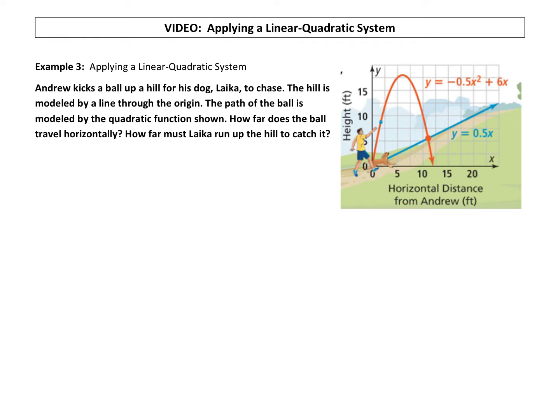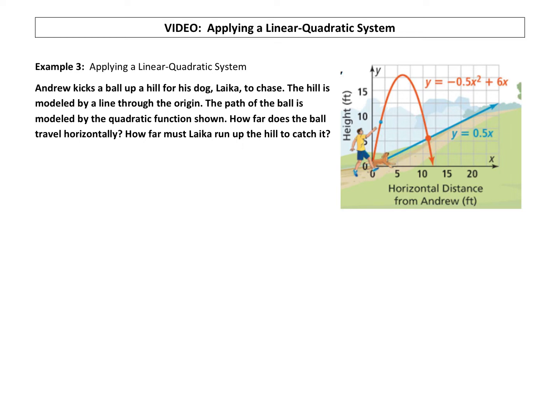How far does the ball travel horizontally? How far must Leica run up the hill to catch it? Okay, so the horizontal distance is our x value. We want to know what is the horizontal distance that the ball is traveling? Well, here's where it hits the hill. So what is that horizontal distance? If I just kind of go straight down from here to where the ball got kicked, that's what that's looking for. So basically the x value of that intersection point. And then how far must Leica run up the hill to catch it? So we want to know what this distance is right here.